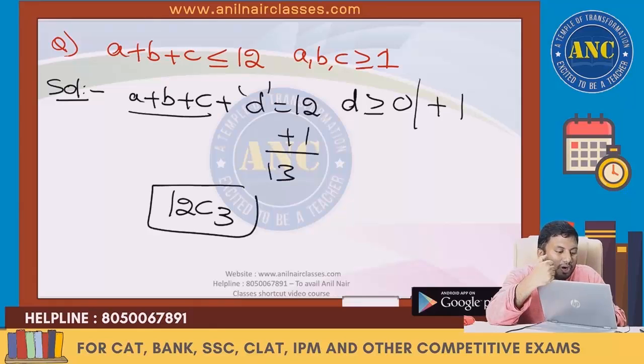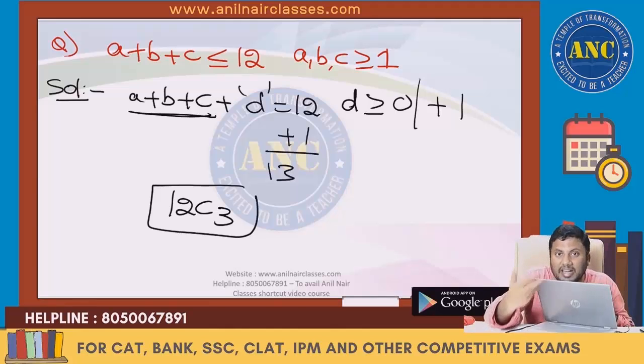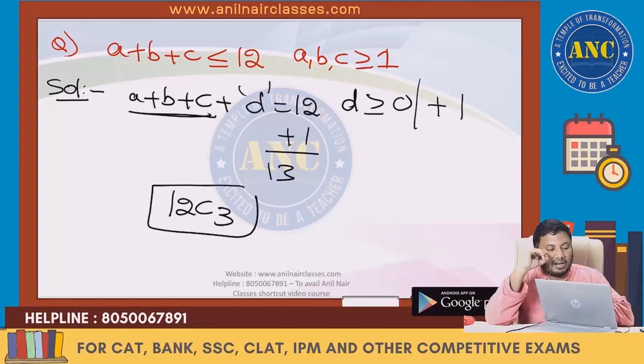It is before less than, it is equivalent to. That means A plus B plus C can take 12. If it takes 12, D value will be 0. If it takes 11, D value will be 1. If it takes 10, D value will be 2. So the D value can start from 0.